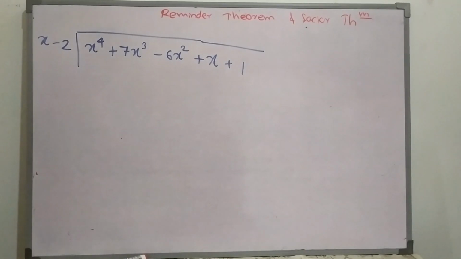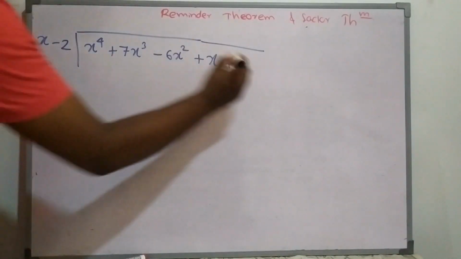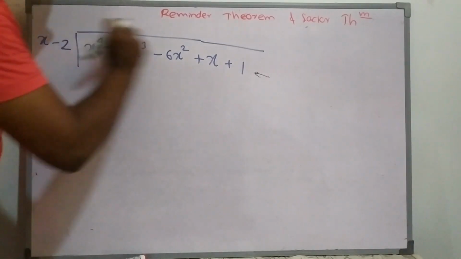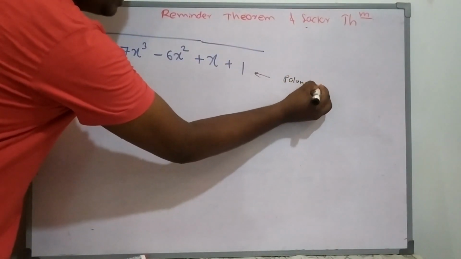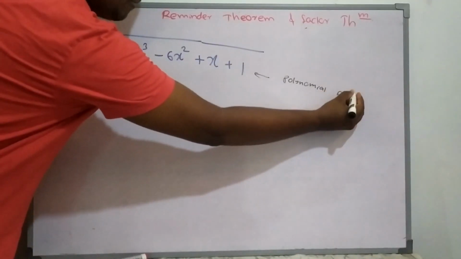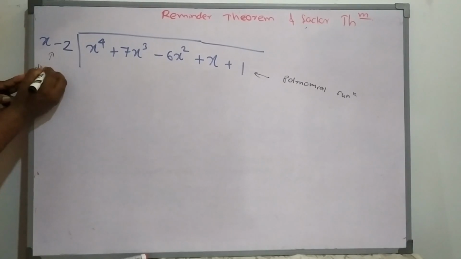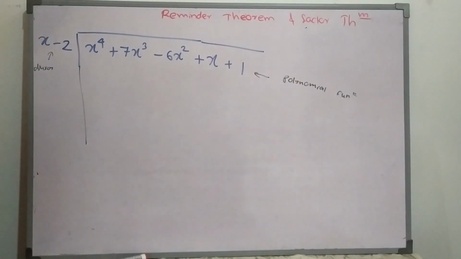So this is the division, right? This is a polynomial function. I hope you all know that, because in partial fractions I told you these are polynomial functions, right? This is our divisor. So I'm going to divide this polynomial function by x minus 2, right?